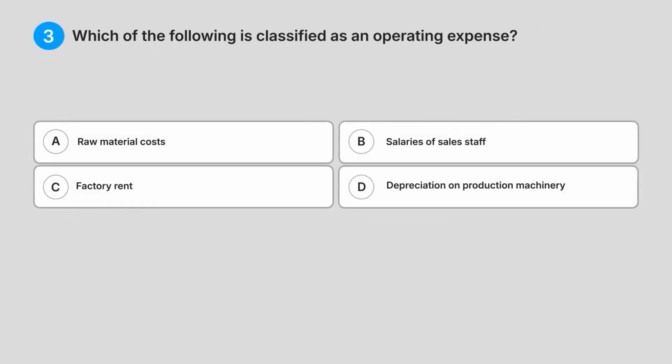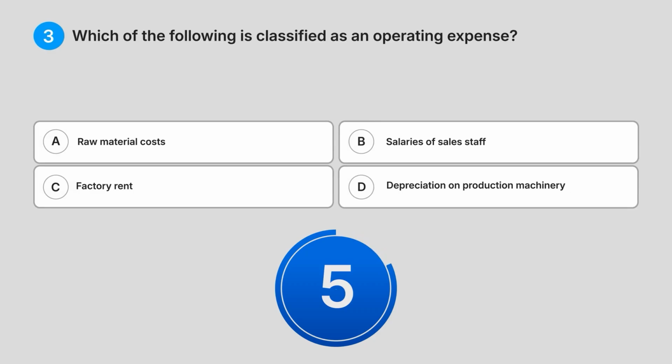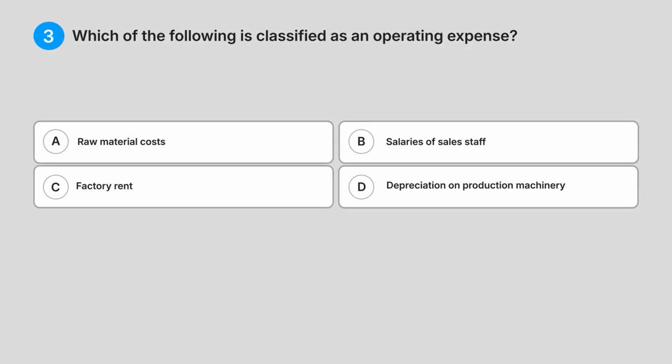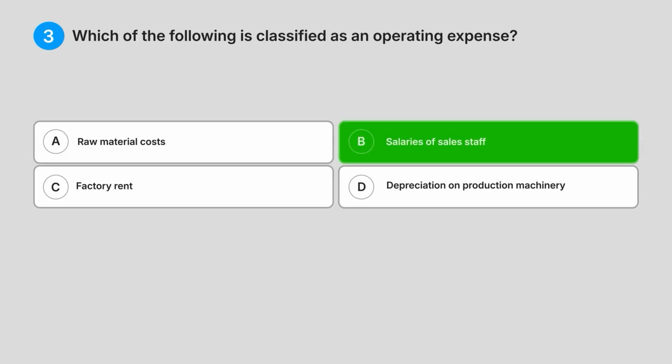3. Which of the following is classified as an operating expense? A. Raw material costs. B. Salaries of sales staff. C. Factory rent. D. Depreciation on production machinery. Do you know the answer? Correct answer, B. Salaries of sales staff.